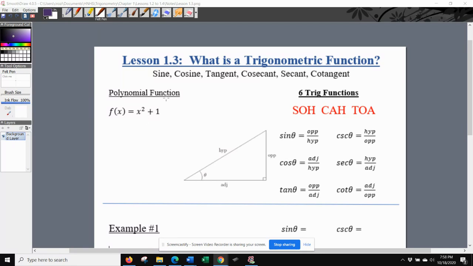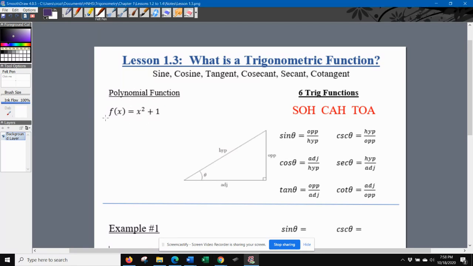And here's a polynomial function. We've done these before. F of x is equal to x squared plus 1, and if I told you that f of 4 is our input, you would just take that 4 and put it in there and get 4 squared is 16 plus 1 is 17, and you've taken this input and made this output. Well, our trig functions work very similarly, and if you remember this saying from your geometry class, it's going to help you a lot, SOHCAHTOA.